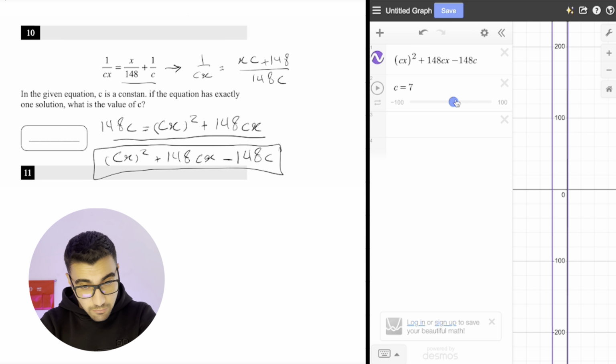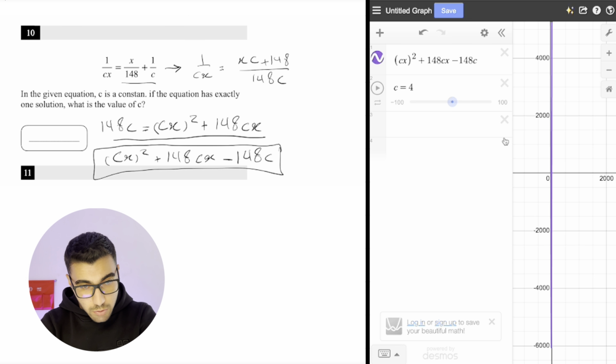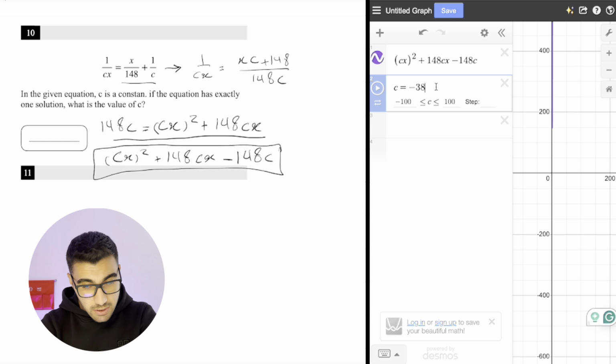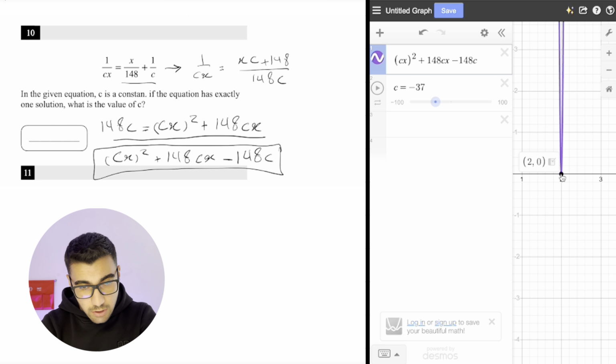But when I go to the negative part, as you see here, the graph is going to move upward, and that's what we want to do, because we want to have only one x-intercept. Okay, negative 38, there's no x-intercept. Negative 37, we have one x-intercept here, so one solution when c equals negative 37.